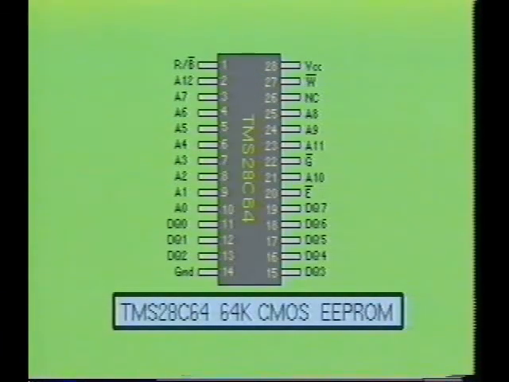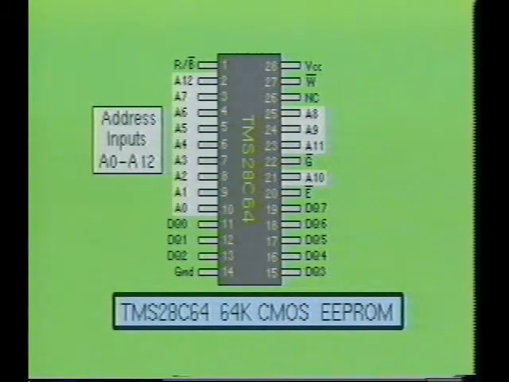Here you see a pinout for the Texas Instruments TMS-28C64, which is a CMOS 64K EEPROM. This memory device uses a floating gate technology similar to that used by an EPROM. This EEPROM is capable of storing 8,192 bytes of information.